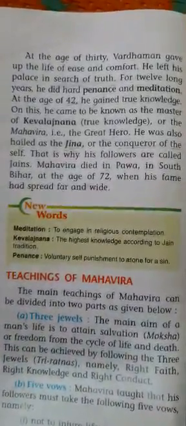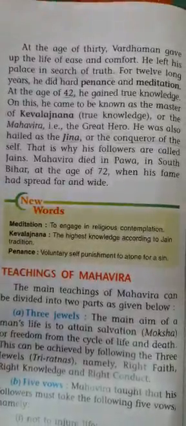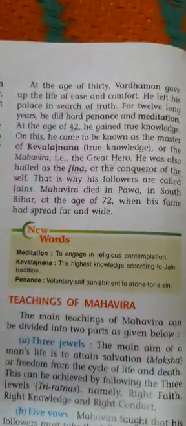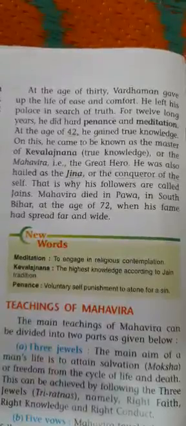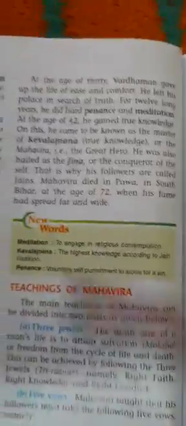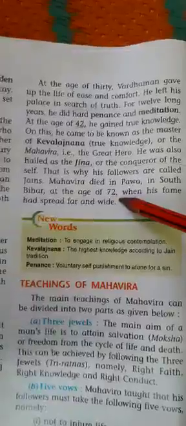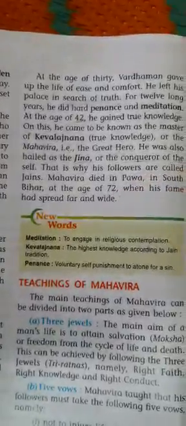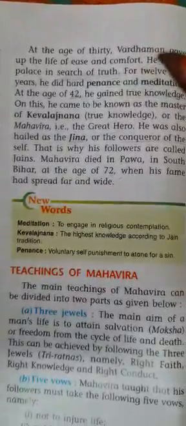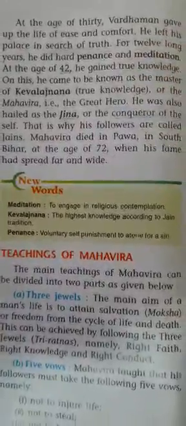Next you can see he was also hailed as a Jina. Jina means conqueror of the self. So the followers were called Jains. Finally, Mahavira died in Pava in South Bihar at the age of 72. When his fame had spread far and wide, after his death Jainism started to become famous here.